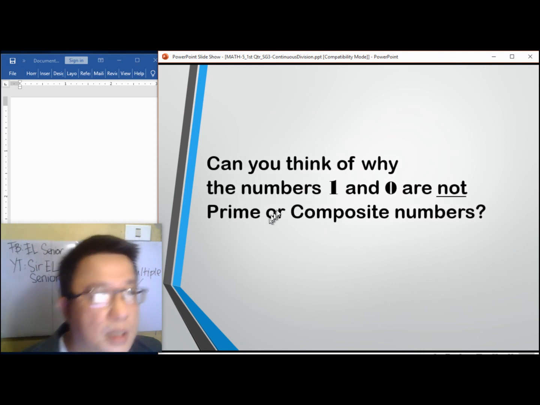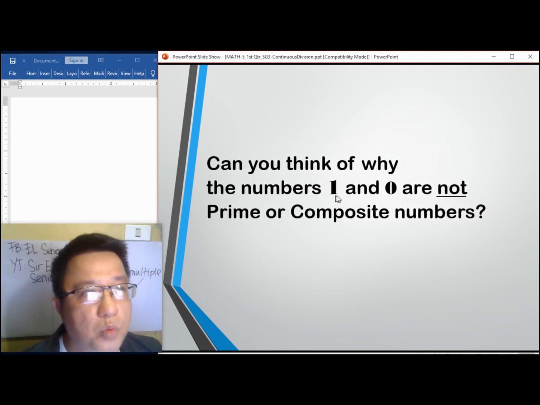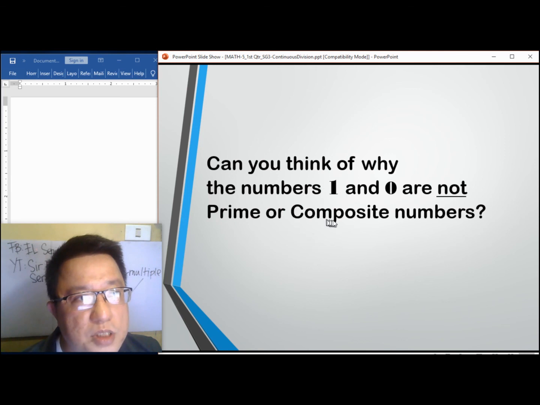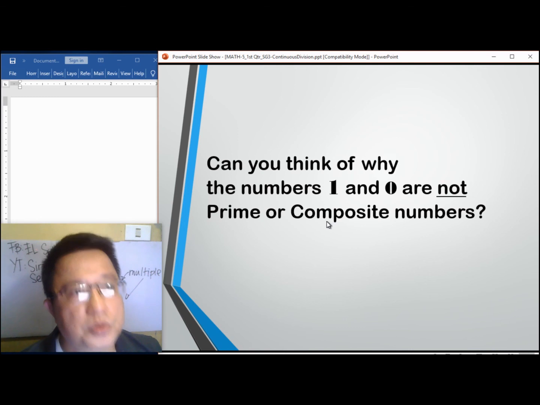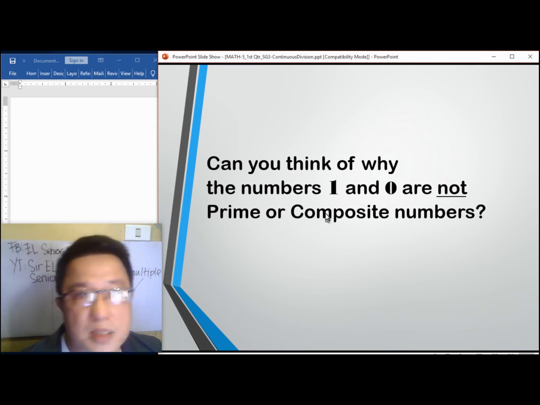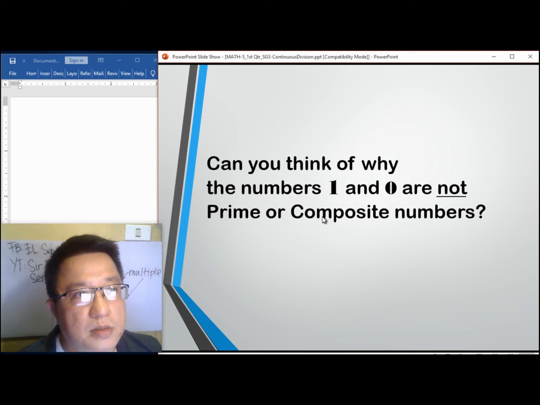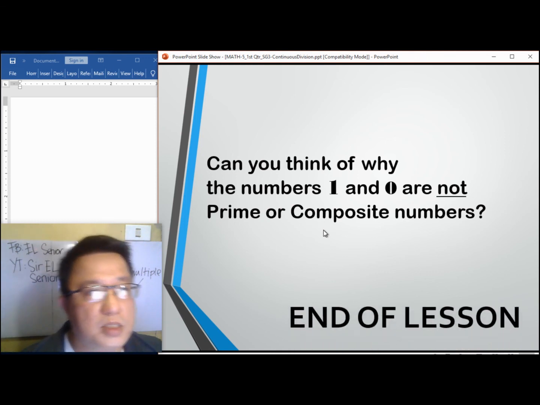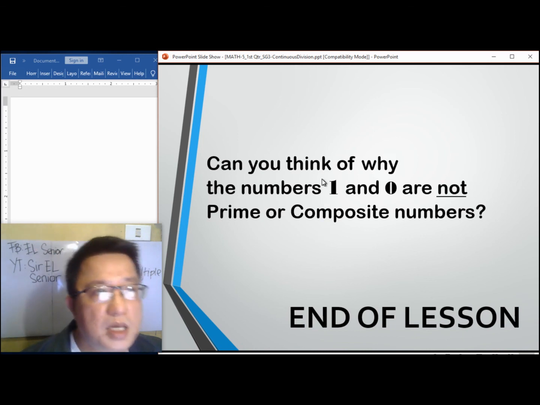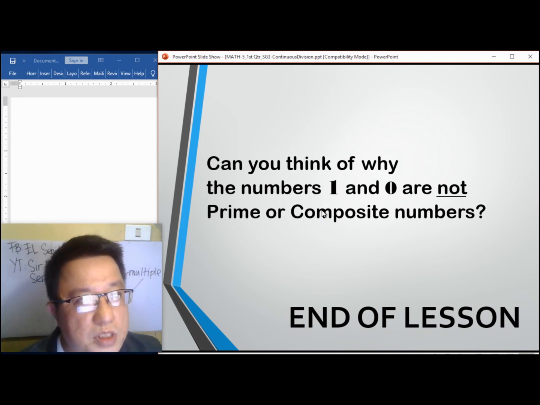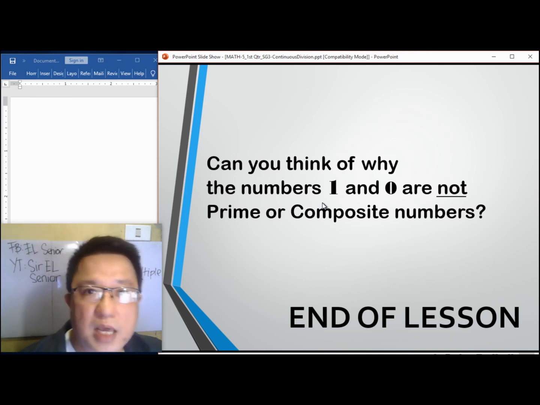Can you think of why 1 and 0 are not prime? They are not considered prime, and also they are not considered composite. So I'll leave this question for you to answer, and we will talk about this next time we meet for class. So this is the end of the lesson, and I hope that you understand how to get the GCF and the LCM using continuous division.